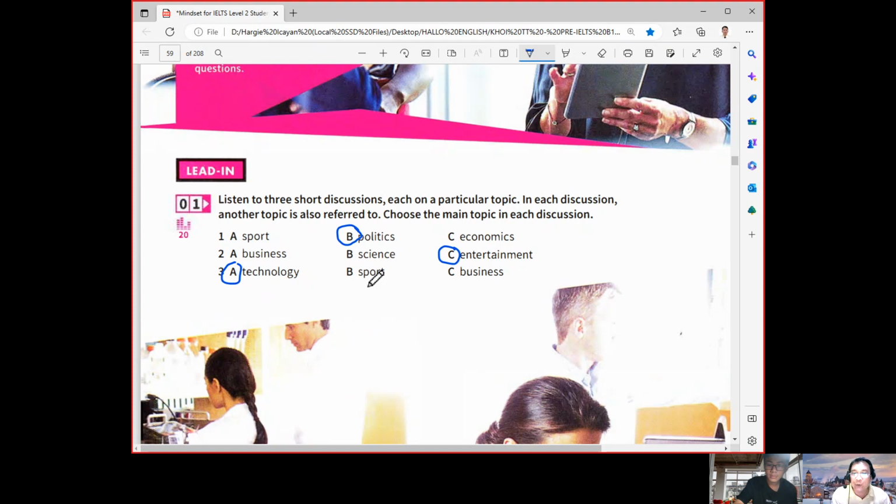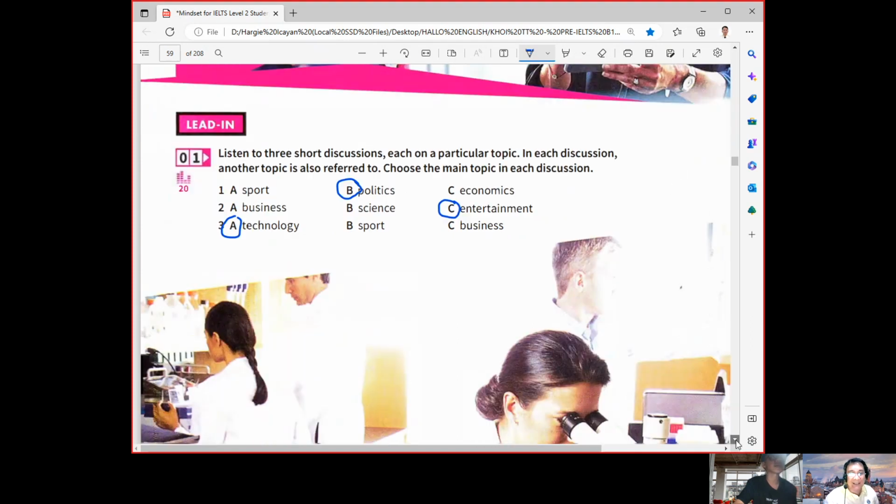The thing that you should understand here, Koi, is that you should understand what the main point is that they are discussing or talking about. Okay? So that would be it. Okay, good job. Next.